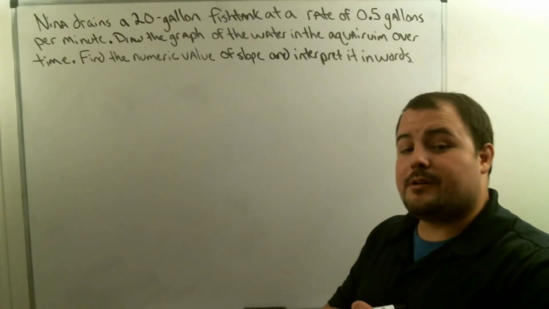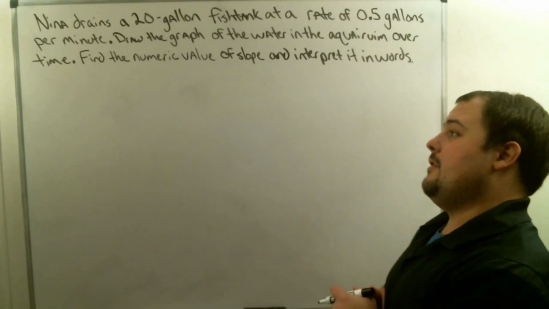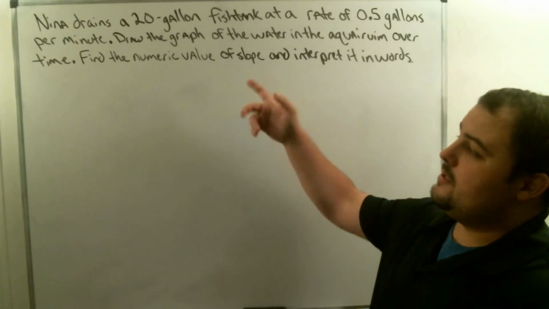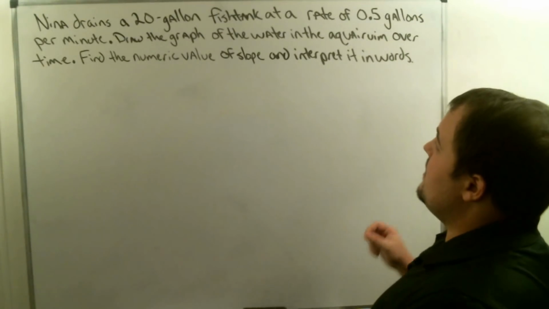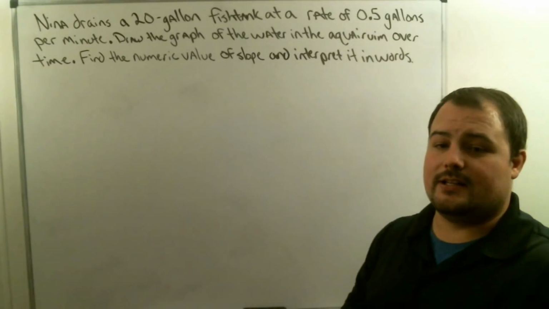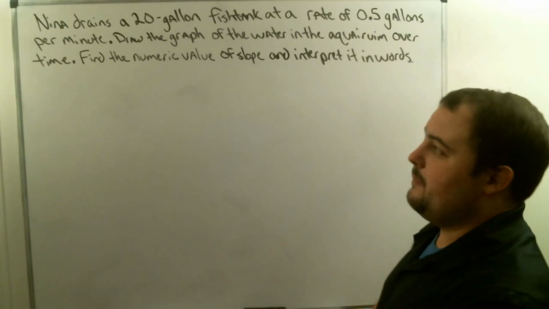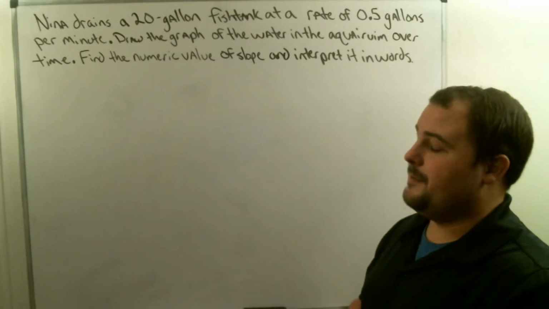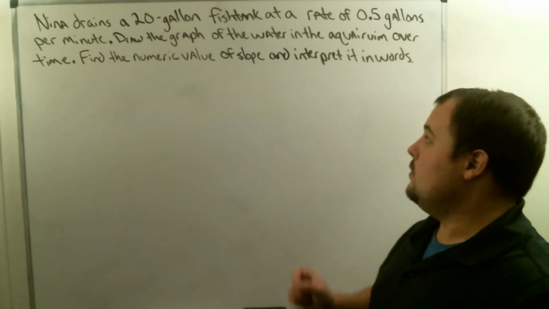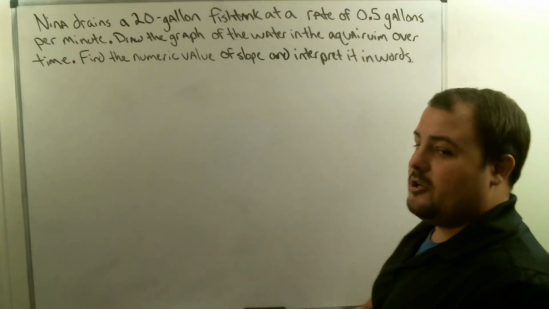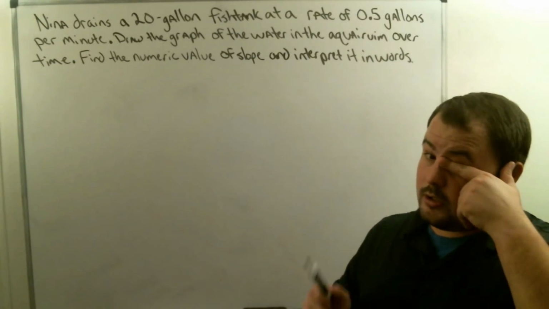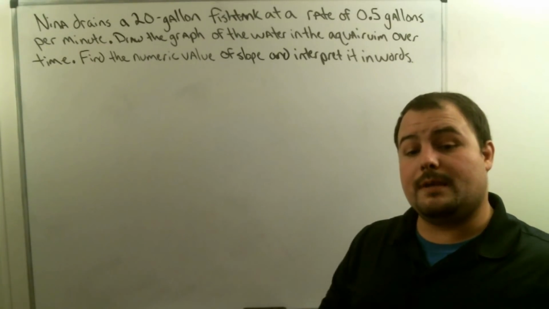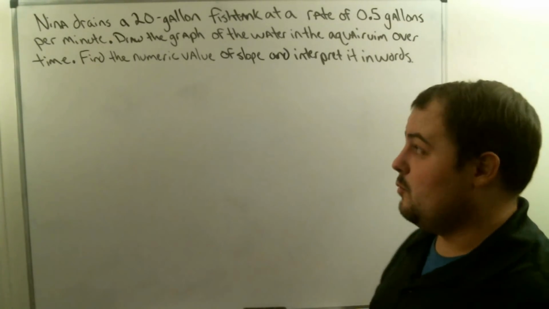Alright, for our very last problem, I'm not going to have the graph on here ready for you. We're going to actually make the graph the last thing we're doing. It says Nina drains a 20-gallon fish tank at a rate of 0.5 gallons per minute, or half a gallon per minute. Draw the graph of the water in the aquarium over time and find the numeric value of slope and interpret it in words. So we're actually going to draw a graph of this information and we're going to interpret what it means numerically as well as in words.